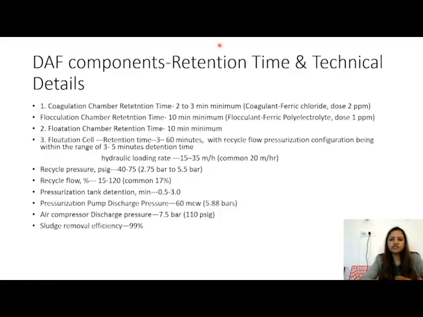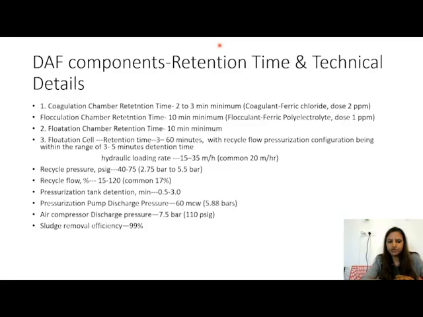Now we discuss the retention time of some of the DAF components. First is the coagulation chamber. Its retention time is 2 to 3 minutes, and the coagulant added here is mostly ferric chloride, generally dosed at 2 ppm. Then there is the flocculation chamber. Its retention time is 10 minutes minimum, and the flocculant added here is generally ferric polychloride, and its dose is generally 1 ppm. Then there is the flotation chamber.